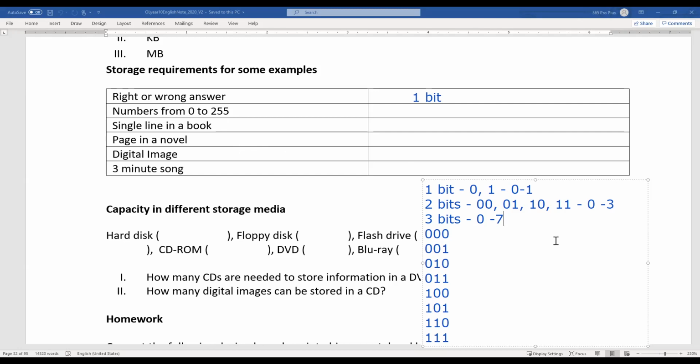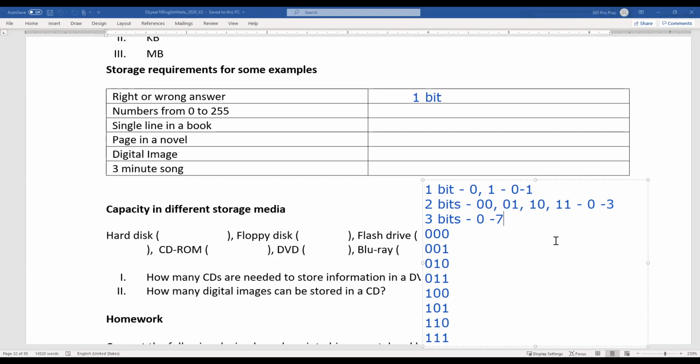So in 1 bit, it goes from 0 to 1, 2 numbers. 2 bits, it goes from 0 to 3, so that is 4 numbers. You can see 2 to the power 2, right? If you have 3 bits, 2 to the power 3 is 8. The values go from 0 to 7. If you have 4 bits, then you have 16. The values go from 0 to 15. 5 bits, 2 to the power 5 is 32. The values go from 0 to 31.